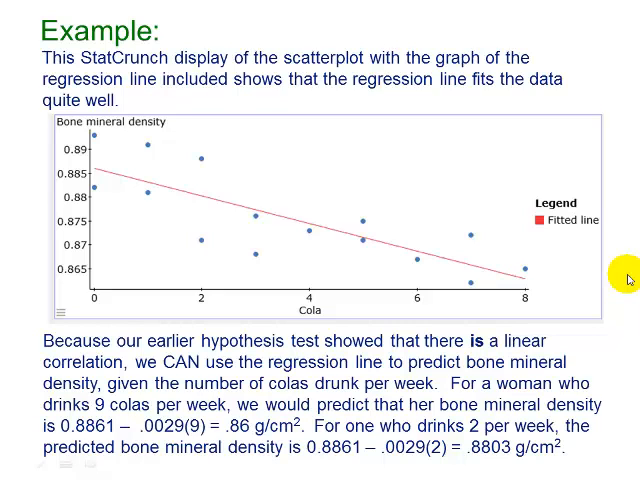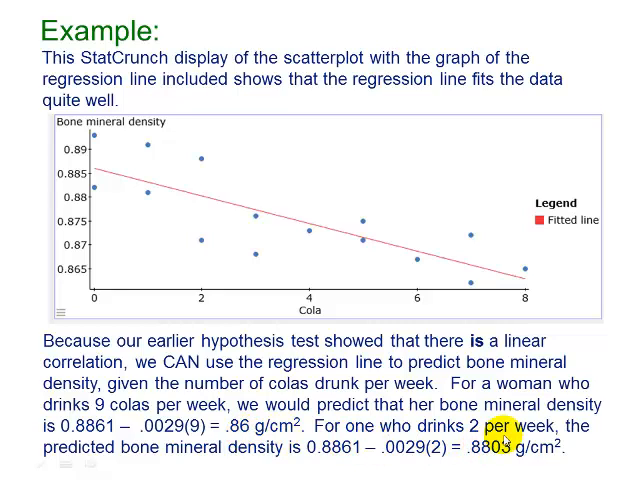Earlier we did a hypothesis test that showed that there is a linear correlation between the two variables. So that means that we can actually use the regression line to predict bone mineral density given the number of colas drunk per week. Example, for a woman who drinks 9 colas per week, we would predict that her bone mineral density is this. Notice all we're doing is taking our regression equation and putting in 9 in place of the x. That turns out to be 0.86 grams per centimeter squared. So that would be her bone mineral density.